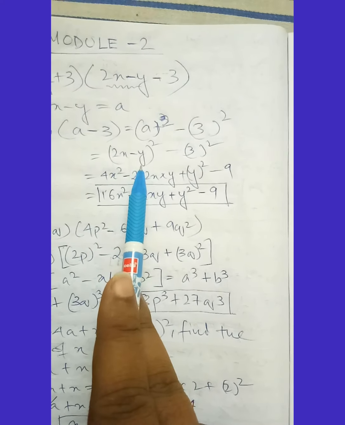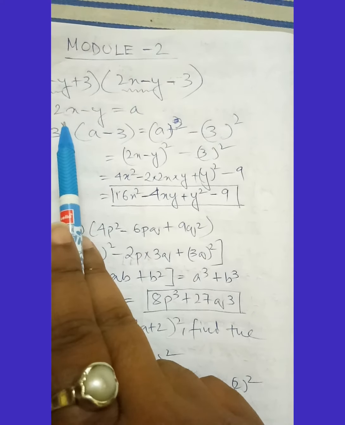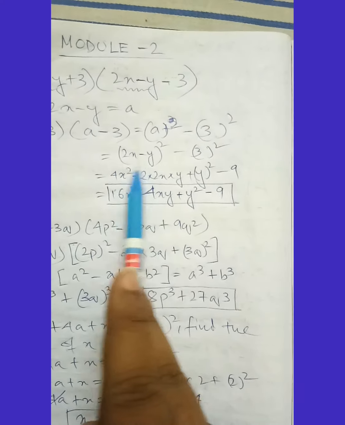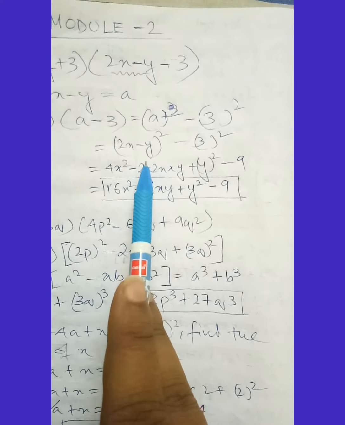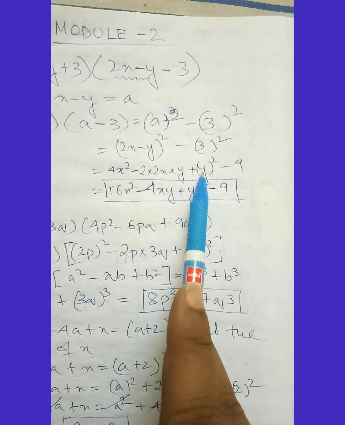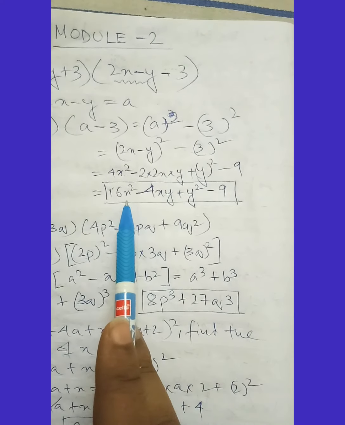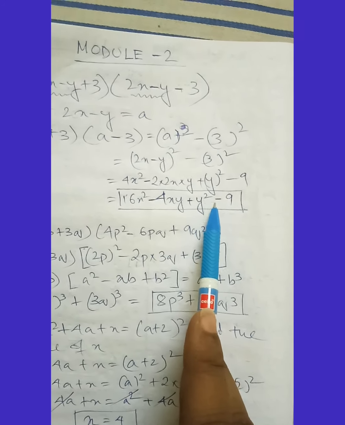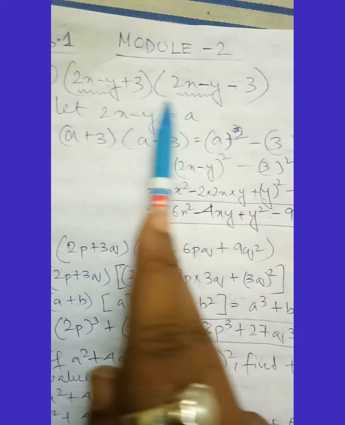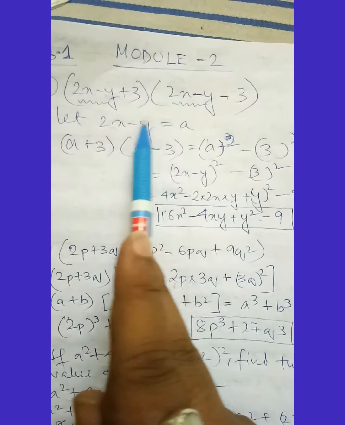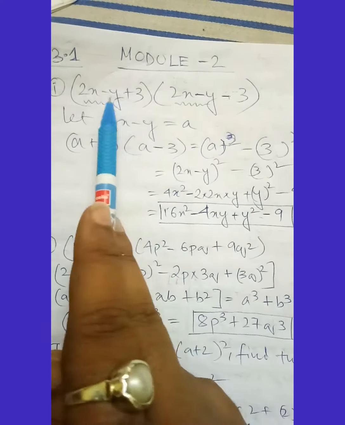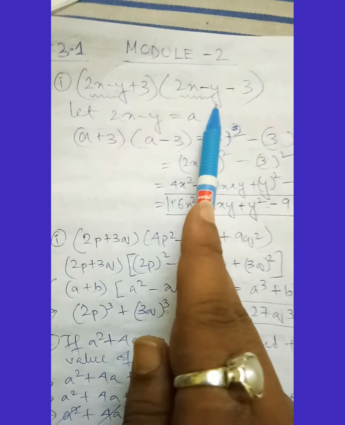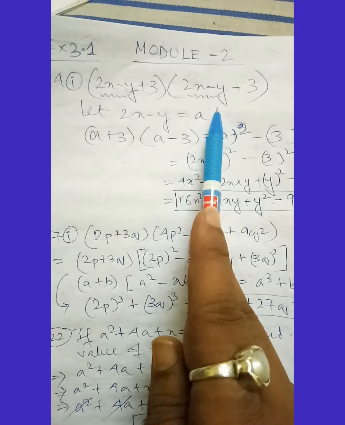Now I substitute the value of a. What is the value of a? 2x minus y. So (2x minus y) whole square minus 3 whole square. Now I open this bracket by the a minus b whole square formula. Now it is coming 16x square minus 4xy plus y square minus 9. In these kinds of questions, you see very carefully that this sign and that sign, you have to match it. See, like this what I've done. Some questions I'll be giving as homework also today. Same questions are there in the exercises also.